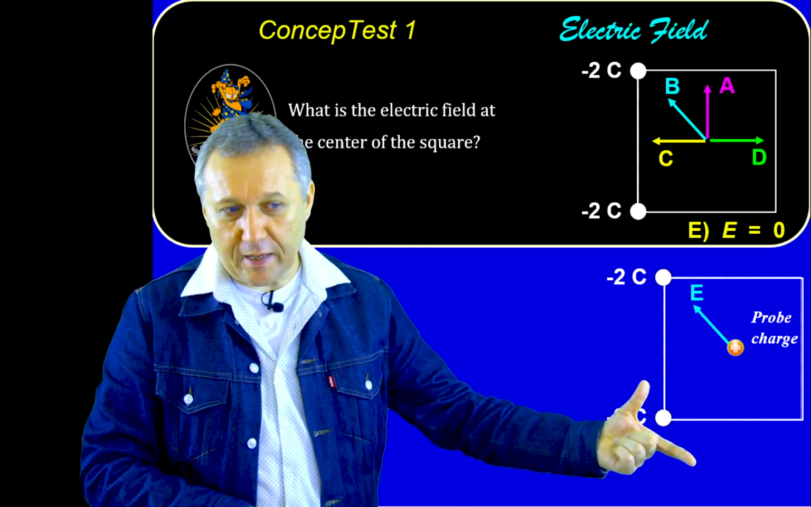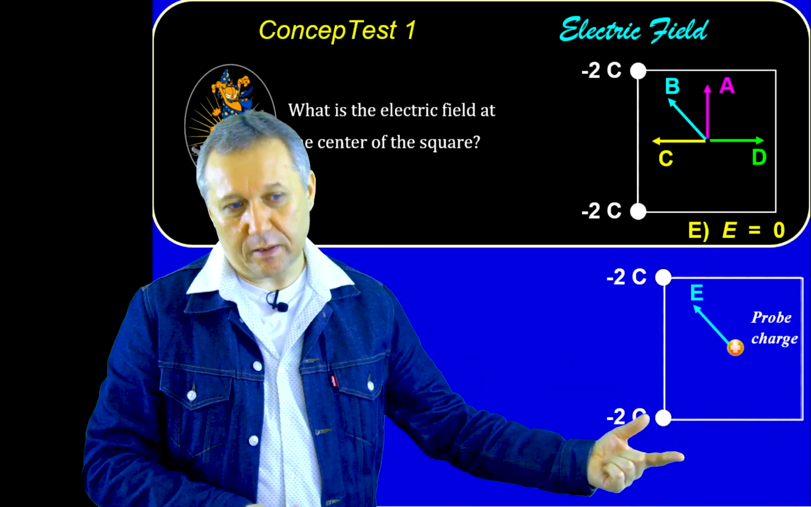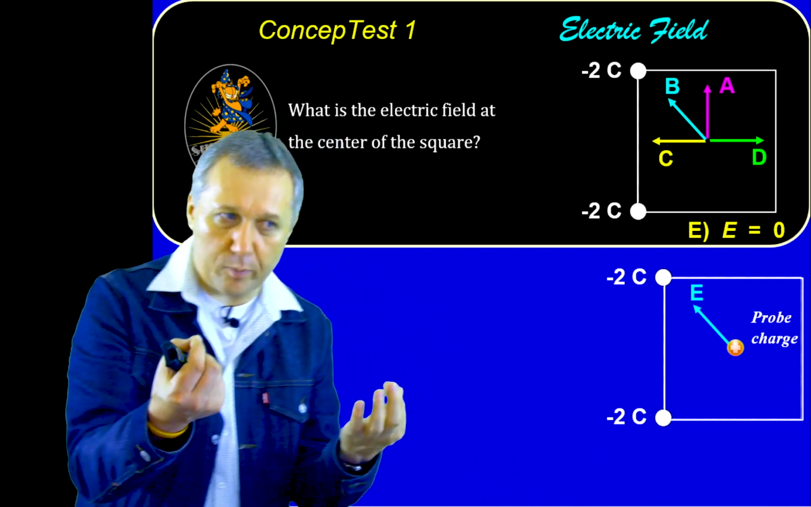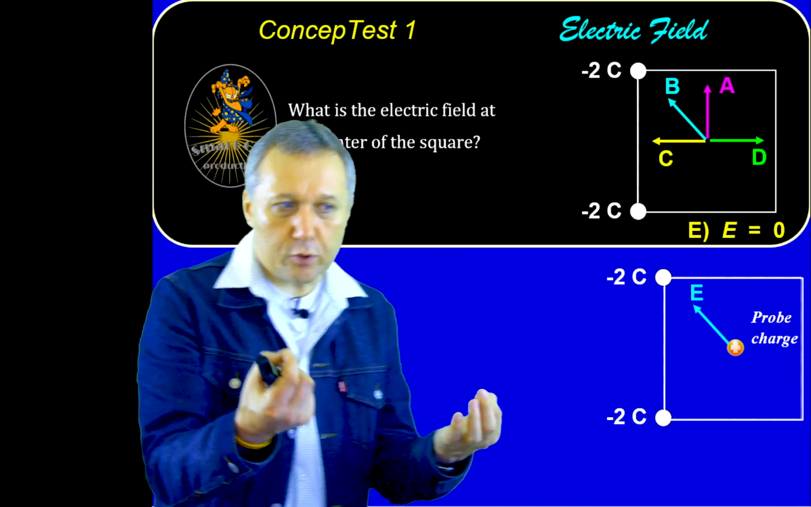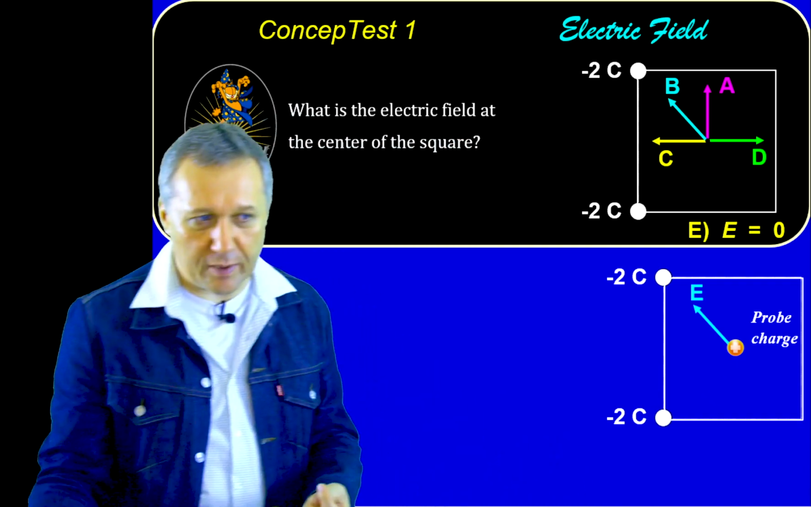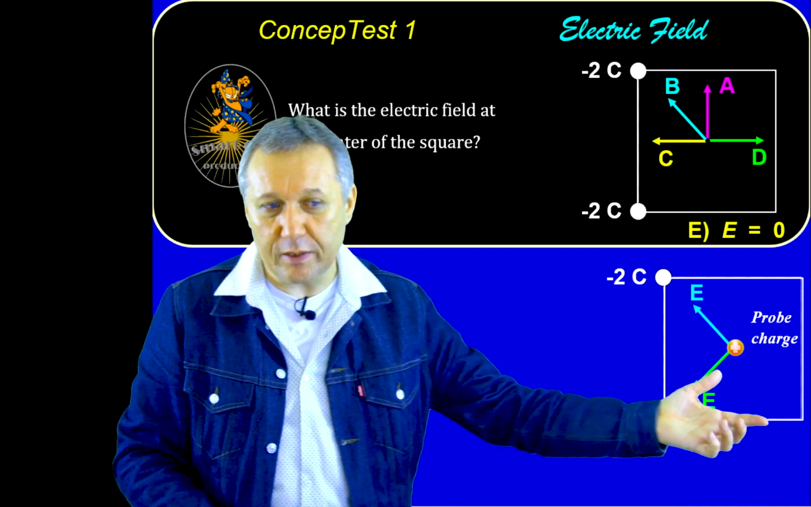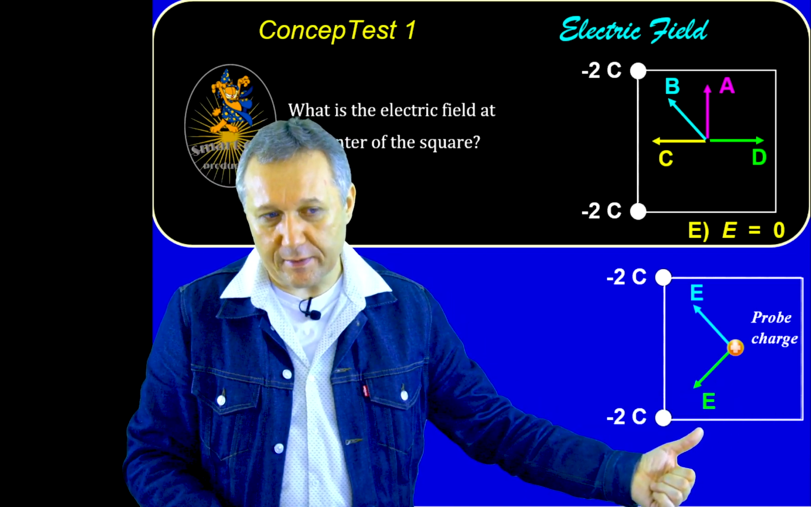Now we can do exactly the same with the second field. Again, this probe charge, of course, will be attracted to this negative charge. You remember, opposite charges attract. So you take that force of attraction divided by the value of the probe charge, how we introduce electric field, and of course, it will give you the second electric field.